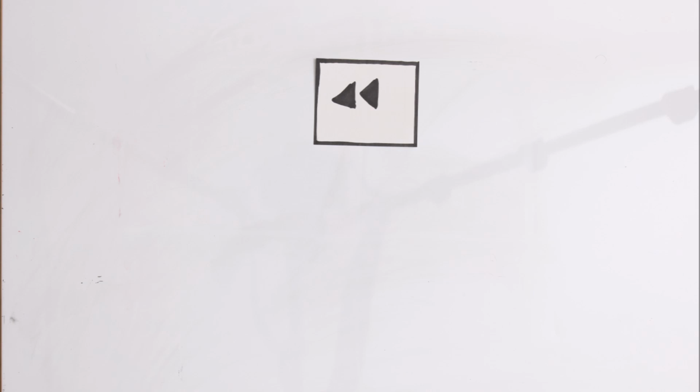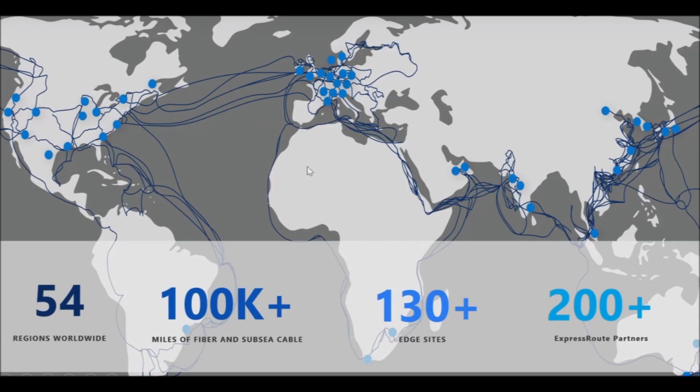To understand why this is important, let's take a step back. Microsoft has the second largest network out there in the world. It has 54 regions worldwide, more than 100,000 miles of fiber and subsea cable, more than 130 edge sites, and more than 200 ExpressRoute partners.